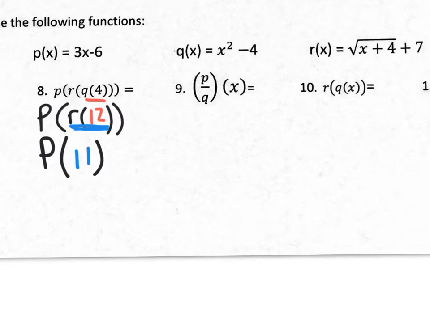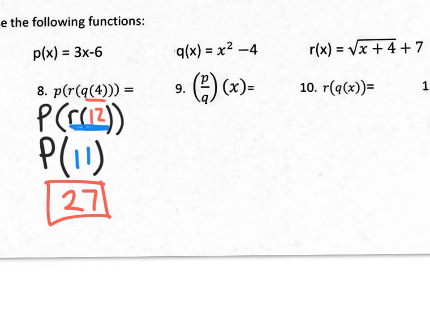So final step would be to do P of 11, and that would mean to take 11 and plug it inside right here where P is at. 3 times 11 is 33, and 33 minus 6 is 27. So your final answer is 27 right there. I hope you guys understand that. Let's move on to number 9.